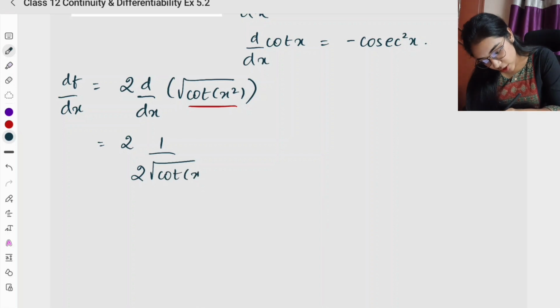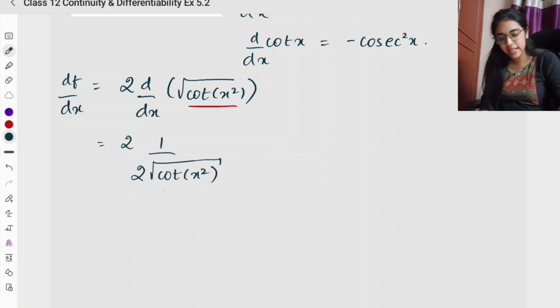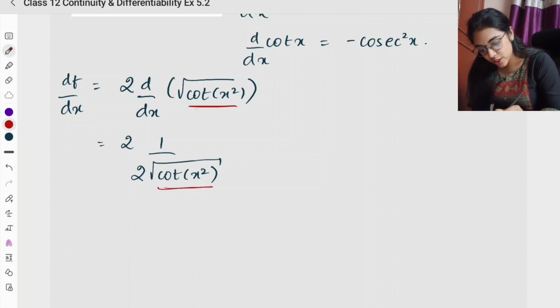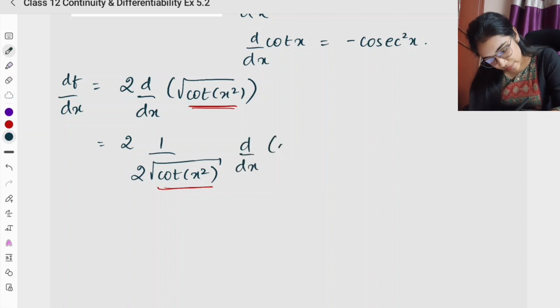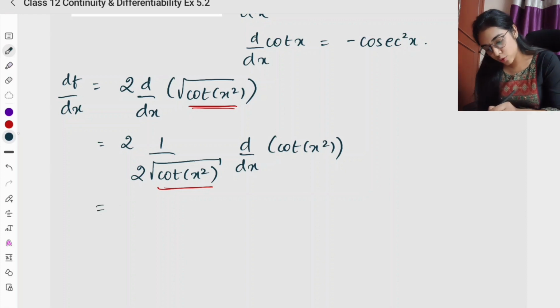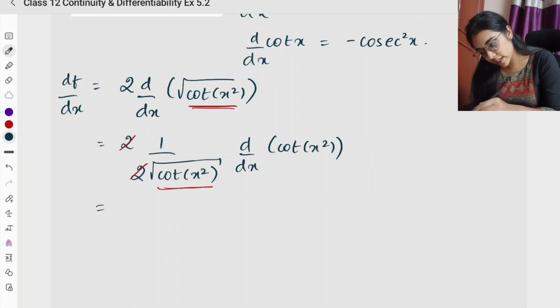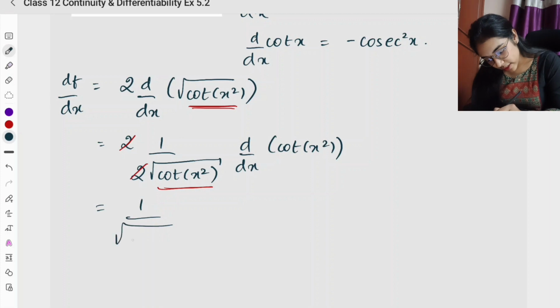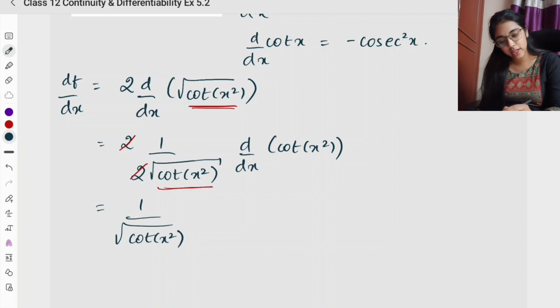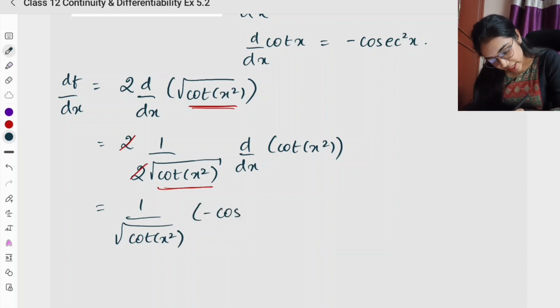What is my x here? Cot of x square. But inside the root function, I do not have simply x. In the இடத்துல ஒரு cot function இருக்கா? So I need to differentiate the cot that I have here. So it is d by dx of the cot function. Cot of x square. What is my next step? The 2 and the 2 is going to get cancelled. So I have 1 divided by square root of cot of x square times d by dx of cot x. Cot x or derivative enna? Minus cosecant square x. So it is going to be, put a bracket, minus cosecant square x. What is my x in this case?